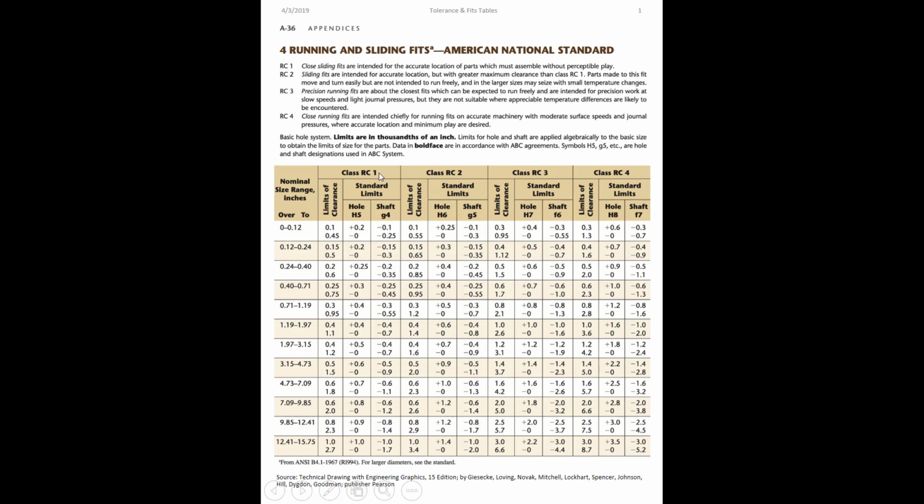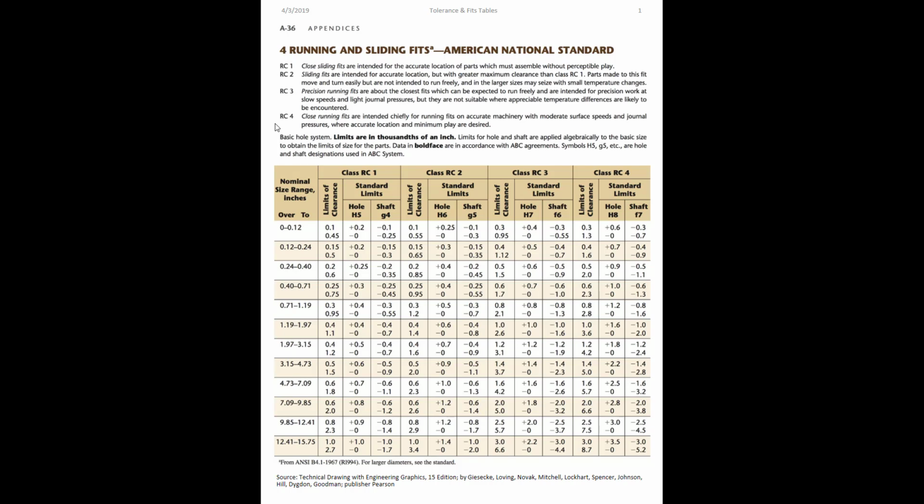So let's say I gave you the class RC3 fit and the diameter of the hole is 0.3, then 0.3 is in this range, so you're going to search for this, and the hole tolerance is going to be from 0 until plus 0.6, and the tolerance for the shaft is going to be from minus 0.9 until minus 0.5. So this is how to look up the table.